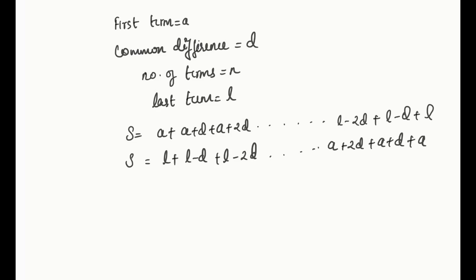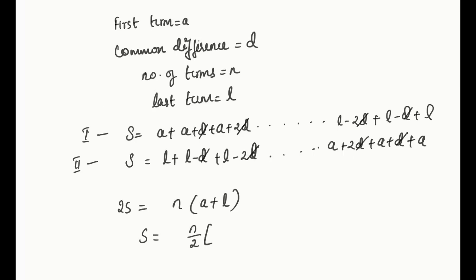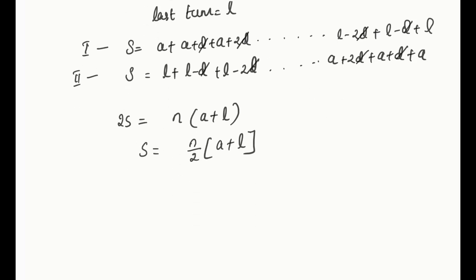Let me add these two equations. Let this be equation 1 and equation 2. Adding them, I get 2S equals, when I add them all, the D's and 2D's get cancelled. So what is remaining? I'll have n times (A plus L). So S will be equal to n by 2 into (A plus L).